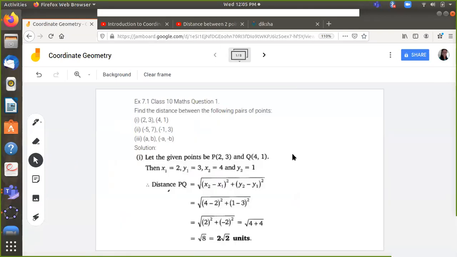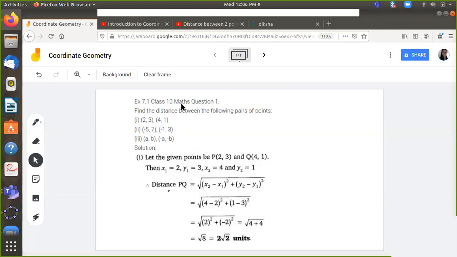Is it visible now? There are 3 problems in question number 1. Maybe I can do 1 and 2. We'll see how time permits. So we will take the first one now. These are the 2 points whose coordinates are 2, 3 and 4, 1. So I am going to use my distance formula which I have just derived now: x2 minus x1 the whole square plus y2 minus y1 the whole square. I can take the first one as x1, y1, that is 2, 3, and the second point 4, 1 as x2, y2. You can mark it like this so that you substitute it properly in the formula.